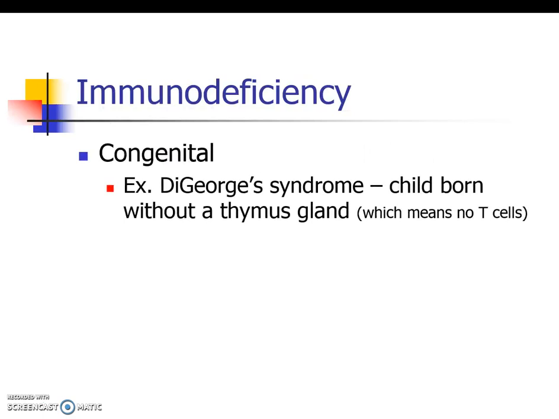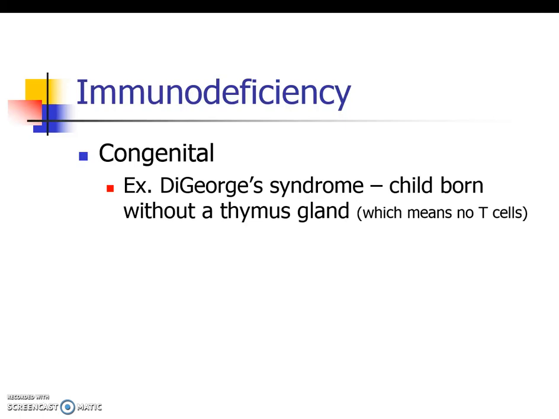Immunodeficiency is when the immune system is not present or when it's reduced. There's a congenital form of immunodeficiency called DiGeorge syndrome. DiGeorge syndrome is when the child is born without a thymus gland, which means they don't have any T cells, so the major part of their specific immune system is missing.